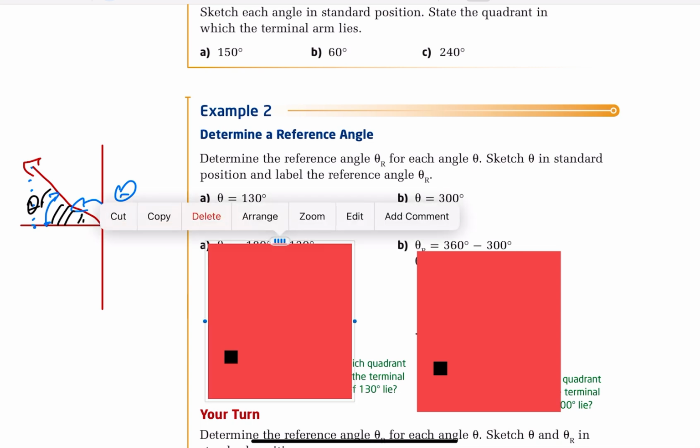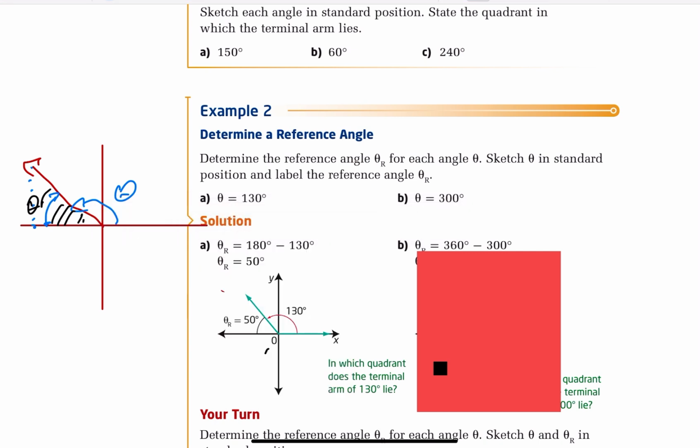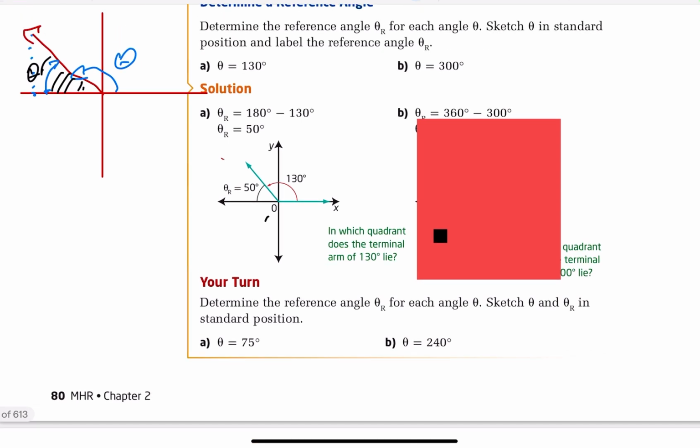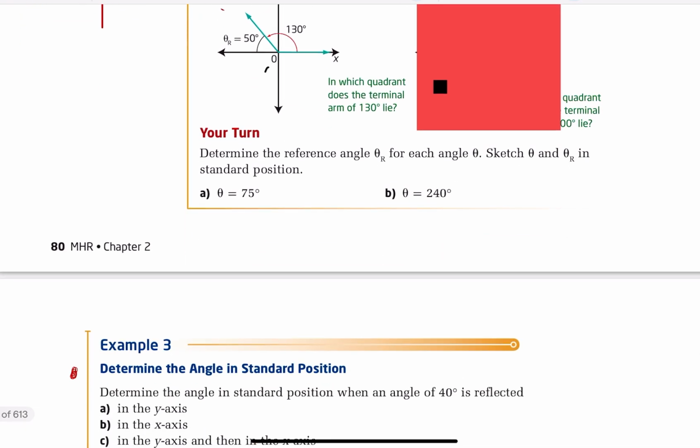Okay, this is your theta r, and if you want to calculate it, just go from 180 up to here: 180 minus 130 will give you 50. You do the same thing for this one and this one.